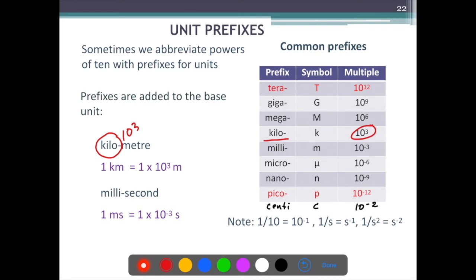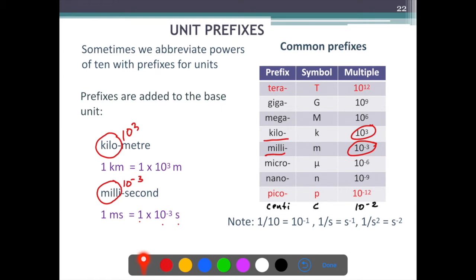Millisecond: 1 millisecond means 1 times 10 to the minus 3 seconds, because the prefix milli is 10 to the minus 3. So 1 millisecond is 1 times 10 to the minus 3 seconds.